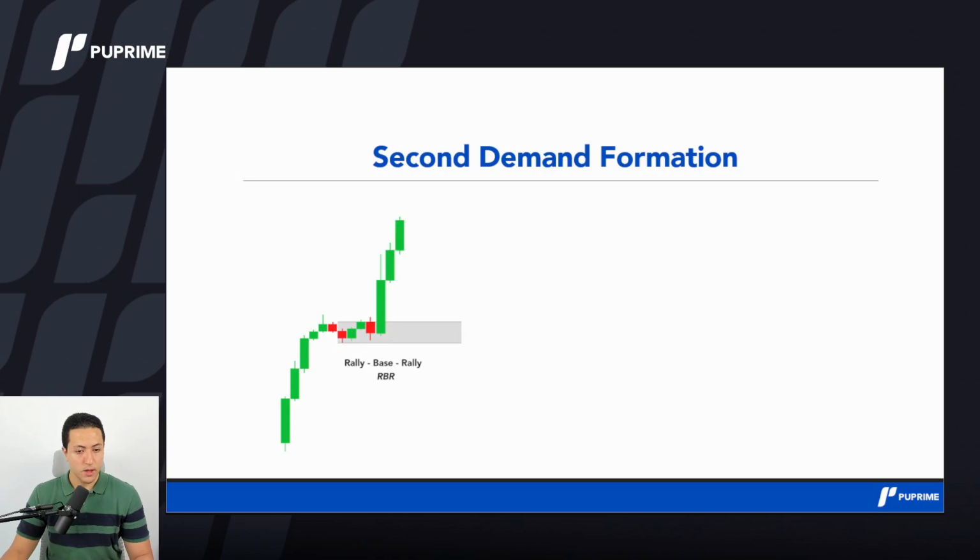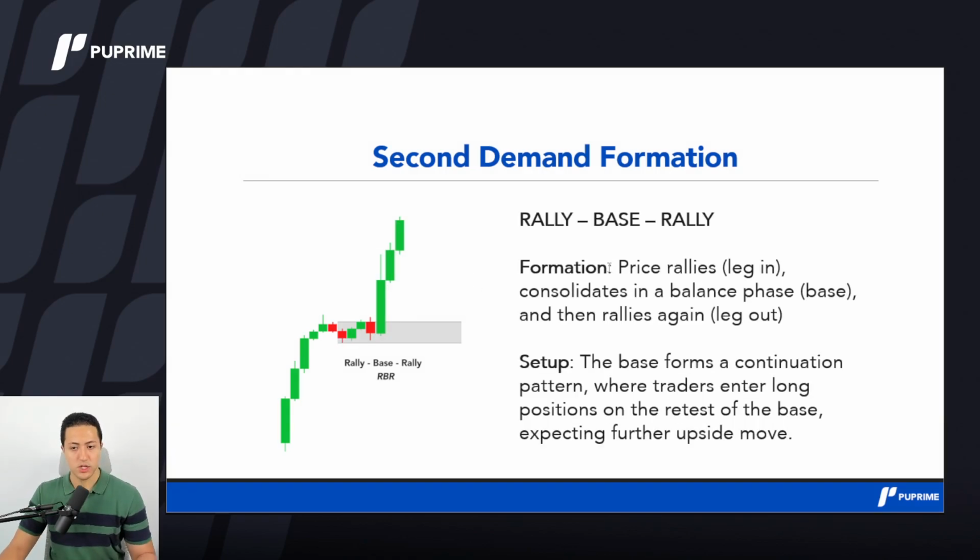Okay. What's the formation and the setup? So the formation is that the price rallies, consolidates in a balance phase. Slight balance, slight equilibrium between supply and demand. And that's why we have the base. Always, when you think of the base of any supply or demand zone, just think of equilibrium. We have reached slight equilibrium between supply and demand. Okay? So price rallies, consolidates in a balance phase, and then rallies again. And the base forms a continuation pattern, where traders enter long positions on the retest of the base, expecting a further upside move.